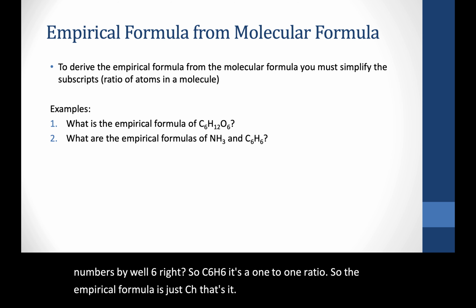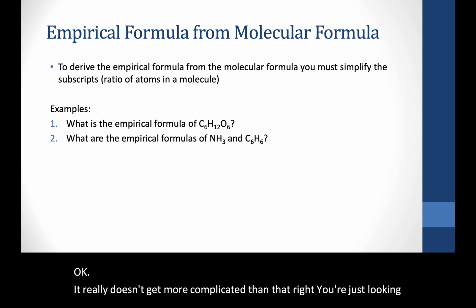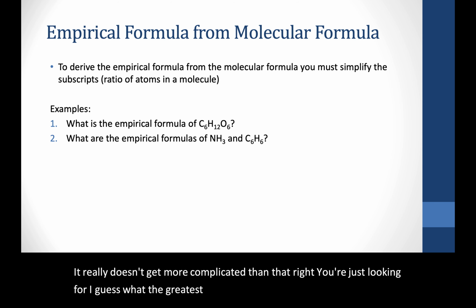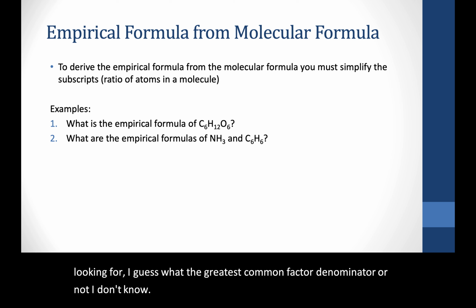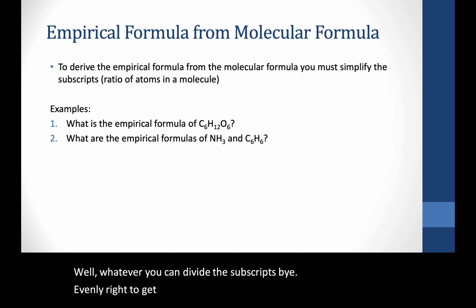Okay. It really doesn't get more complicated than that, right? You're just looking for, I guess, the greatest common factor? I don't know. Whatever you can divide the subscripts by evenly, right, to get those whole number ratios.